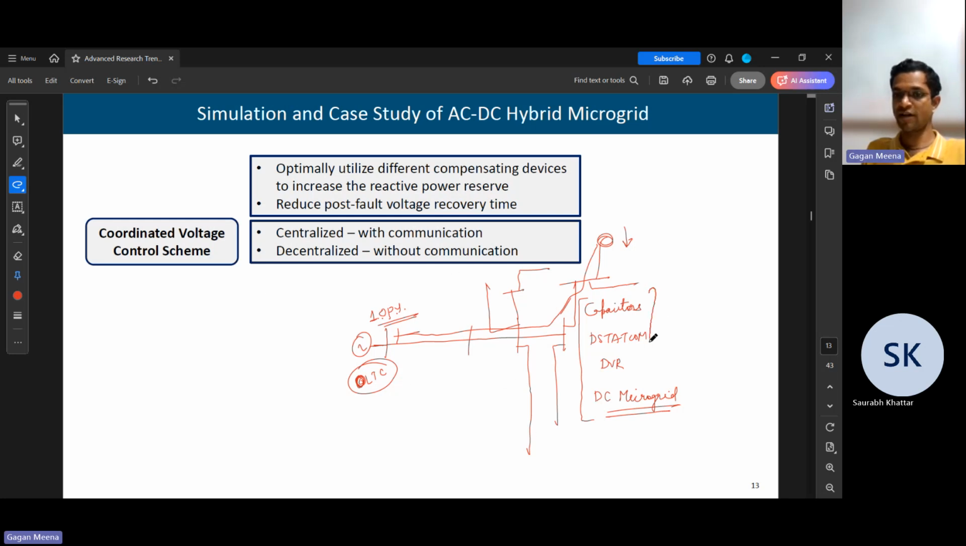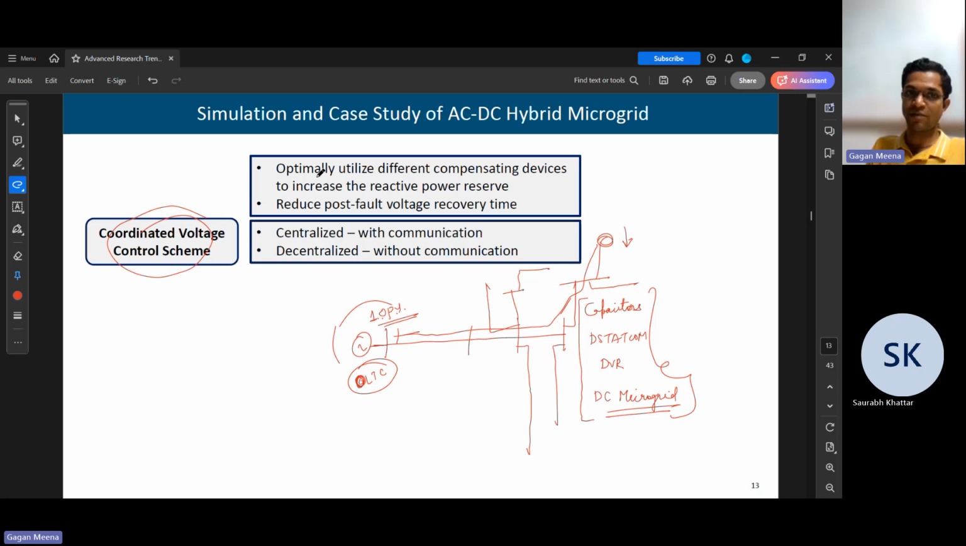And they need to coordinate with each other, right? They need to work in a coordinated fashion to maintain the voltage profile. So that is the coordinated voltage control scheme. And it can be centralized or decentralized. Centralized will require communication between all these devices and the controller. Decentralized does not require any kind of communication.